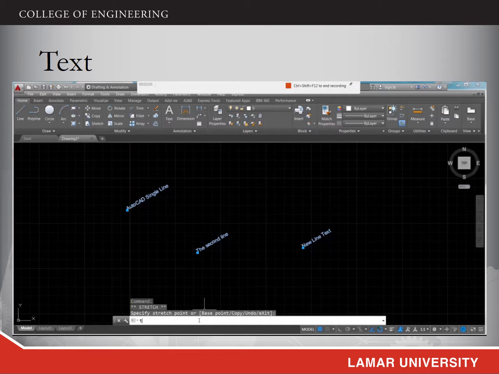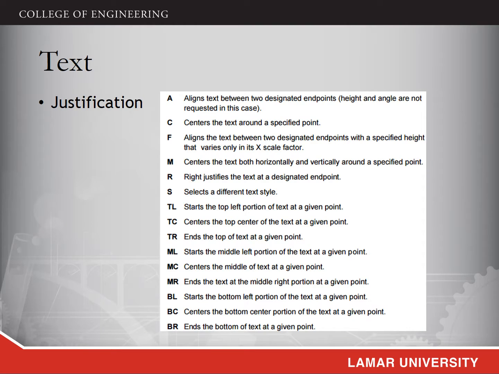Here, when you use the text command, you can see that you also have the justify and style options. The justify option is applied for you to identify the alignment of the text, and the style is applied for you to specify the font size and the font type of the text. AutoCAD also provides 16 different ways for you to identify the justifications of the text.